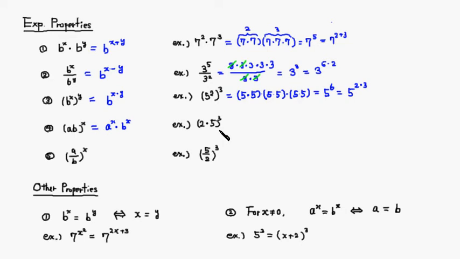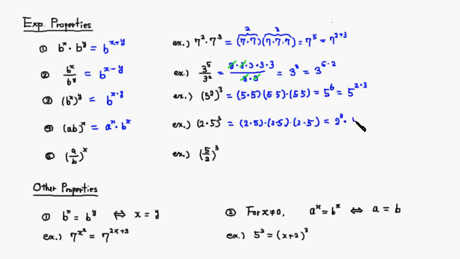Why is that true? Let's look at a small example. Let's do 2 times 5 raised to the third power. This means that you have 3 copies of 2 times 5, so it's 2 times 5 times 2 times 5 times 2 times 5. Then you just collect all the 2's. How many 2's? 1, 2, 3. So it's going to be 2 cubed.